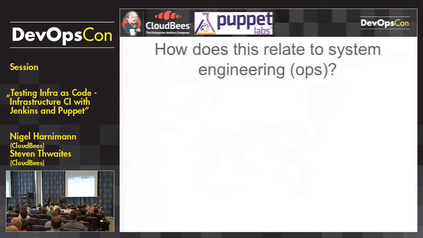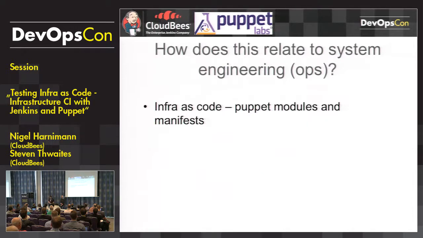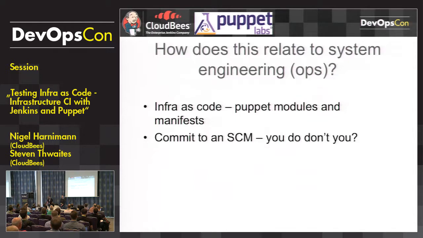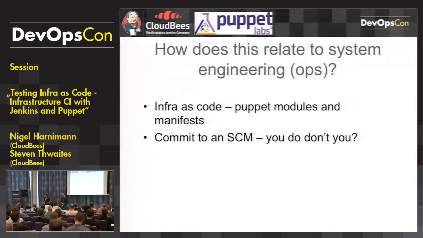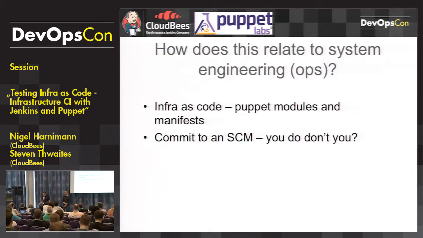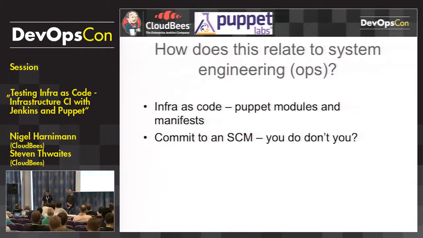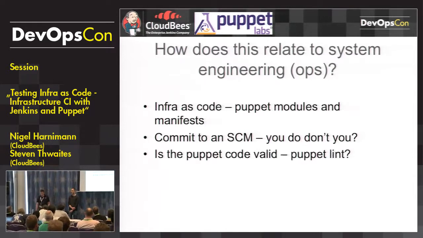So actually, that can apply to operations as well, can't it? We've got infrastructure as code that Stephen's talking about. We have Puppet modules and manifests, they're code. We can commit those to a source code repository. I mean, you guys do that, don't you? Or how many people just keep it in versioned file directories in the master server? Yeah, we should be using source code control. You know, we want to be able to track changes and revert.